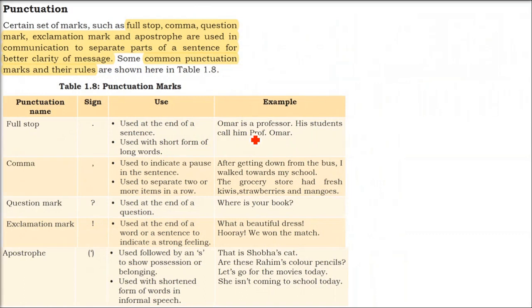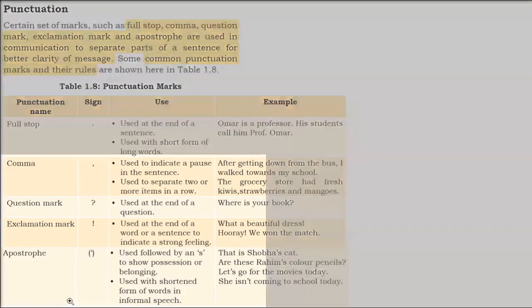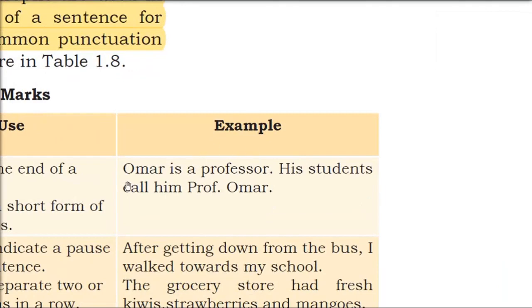Punctuation. So whenever we talk, we don't talk without breaks, without pauses. If I speak just one sentence like this: Omar is a professor His students call him Professor Omar. This is not the way we are going to speak.